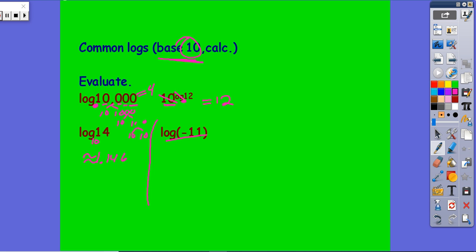And then log of negative 11. Well, that's not going to work. You can't take a log of a negative number, so no real solution.